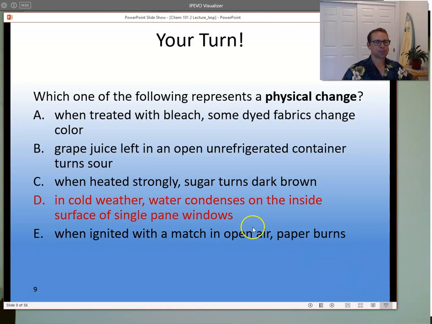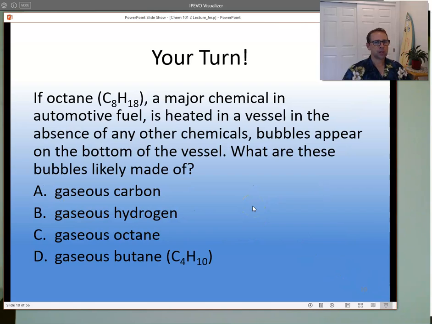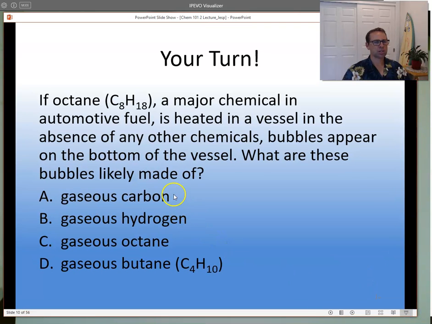Okay, good job. So if octane, C8H18, a major chemical in automotive fuel, is heated in a vessel in the absence of any other chemicals, bubbles appear on the bottom of the vessel. What are these bubbles likely made of? The choices are gaseous carbon, gaseous hydrogen, gaseous octane, or gaseous butane, C4H10.